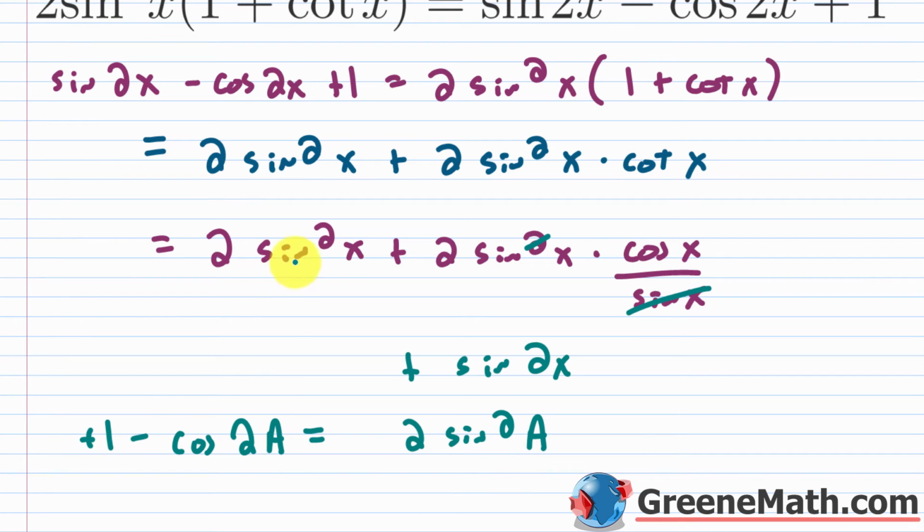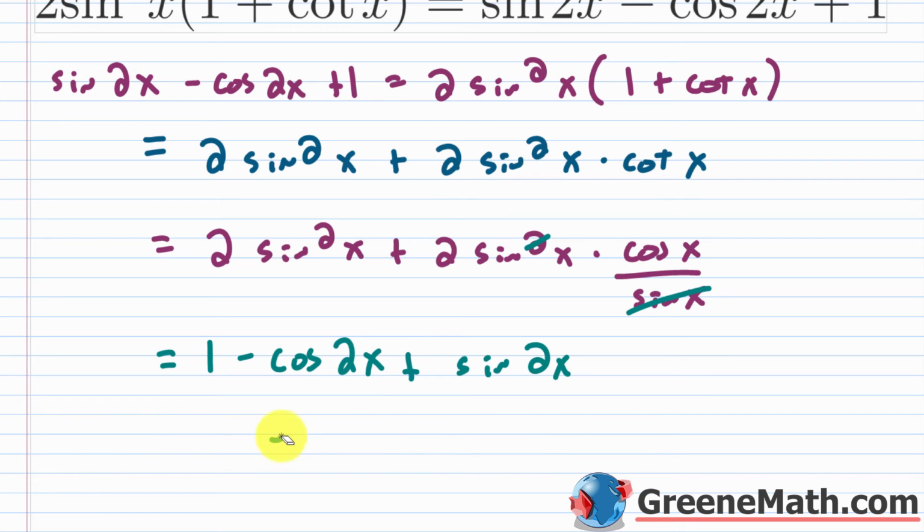And this is what I'm going to substitute in for this right here. That way I can get my positive 1 and my negative cosine 2x. Okay, this is exactly what I want. So I'm going to say that this is equal to this 1 minus the cosine of, in this case we're working with x, so cosine of 2x.